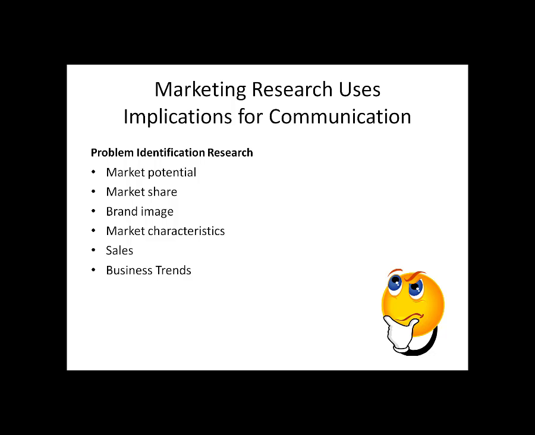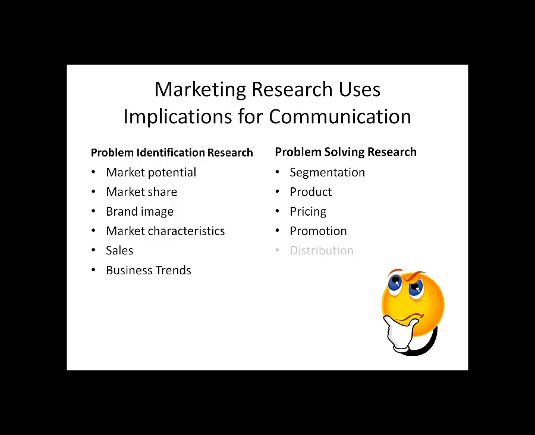Your text also reviews 5 types of problem-solving research, including segmentation, product, pricing, promotion, and distribution. All of these types of research are important. Although communicators are rarely called upon to make decisions regarding a company's products or their price or distribution, they may be asked to communicate messages about these factors. Promotion research is the type of research communicators would be most likely to be involved in. And, as you will learn in later units, segmentation research is also very important for communications.